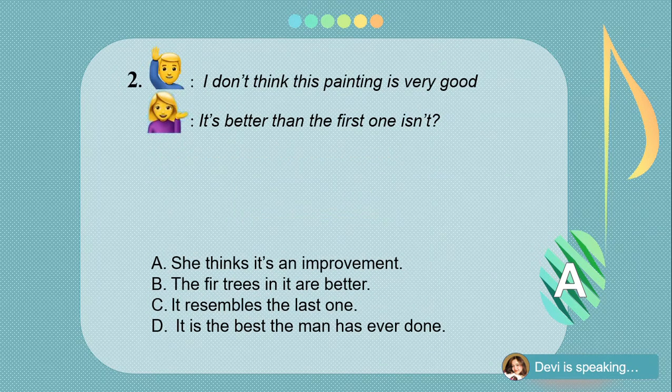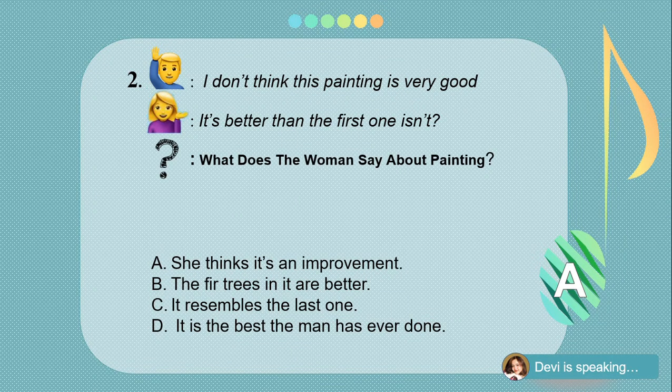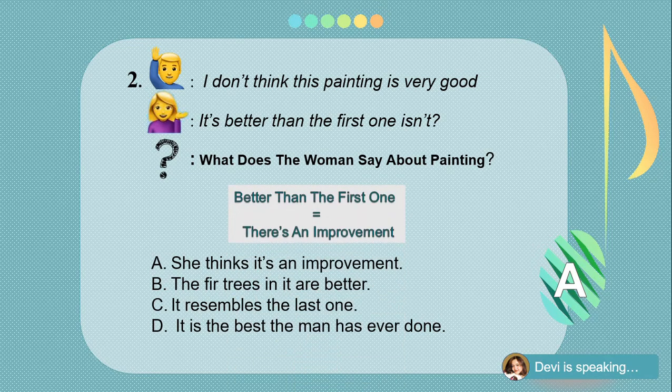Number 2. The man said, I don't think this painting is very good. The woman said, it's better than the first one, isn't it? The question is, what does the woman say about the painting? And the answer is A, because the woman said it's better than the first one, isn't it? Better than the first one means there's an improvement. The painting is getting better. That's why the answer is A.